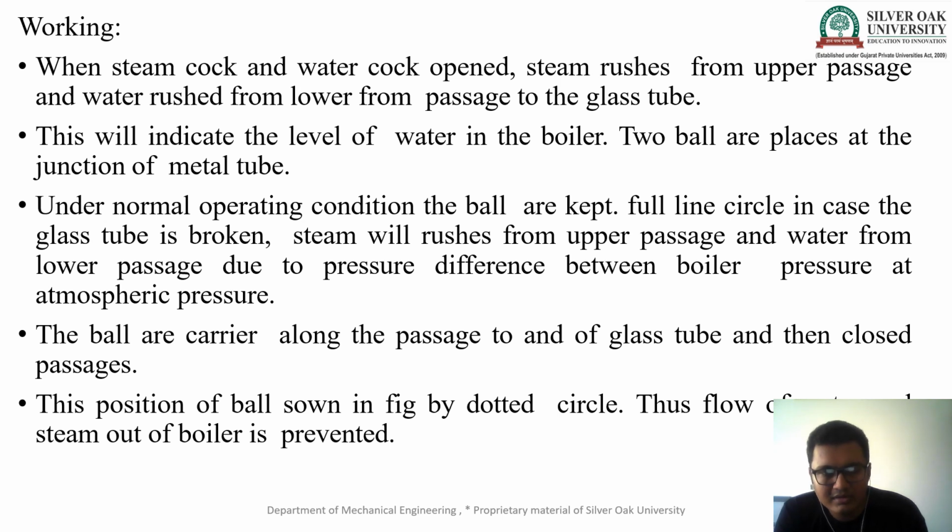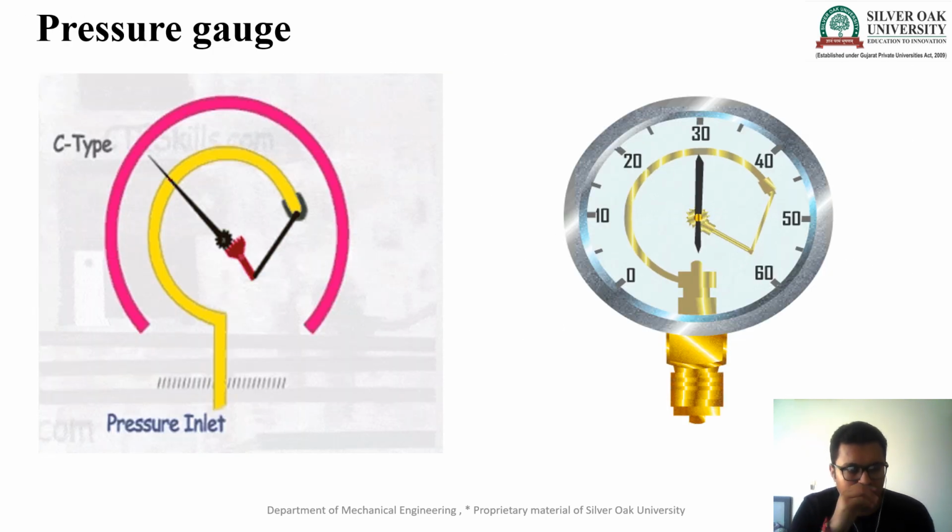So when the glass tube gets broken, the two balls close the valves, and the steam running out of the boiler is stopped, and likewise the water running out of the boiler is stopped. This position of the ball is shown in the figure by the dotted circle. Thus the flow of steam out of the boiler is prevented when the glass tube is broken.